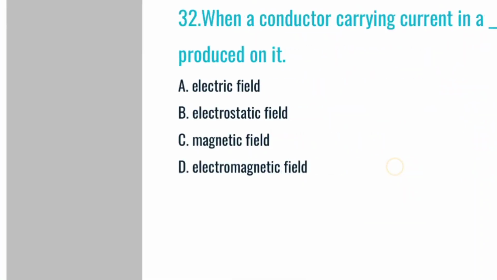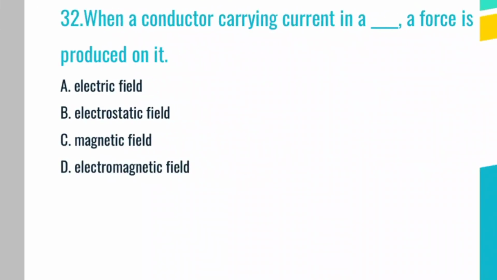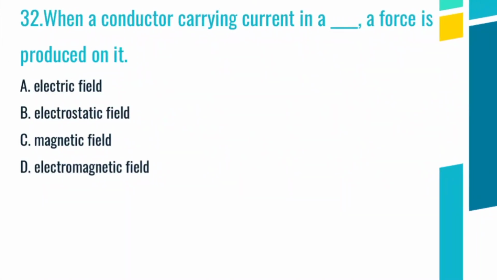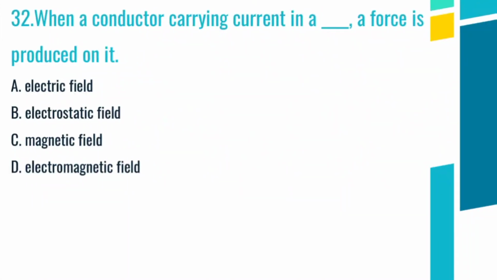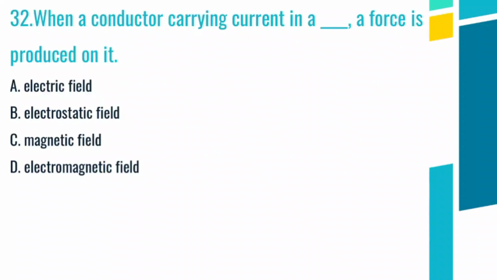Coming to the next question. When a conductor carrying a current is placed in a magnetic field, a force is produced on it. A force will be induced on the conductor when it is placed in a magnetic field. That is the principle of a motor. C is the answer.